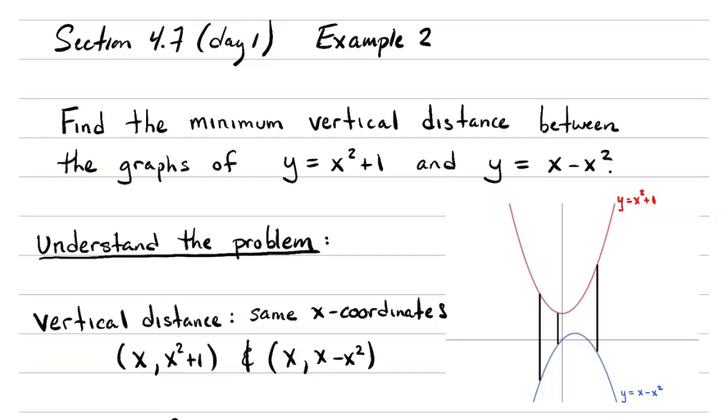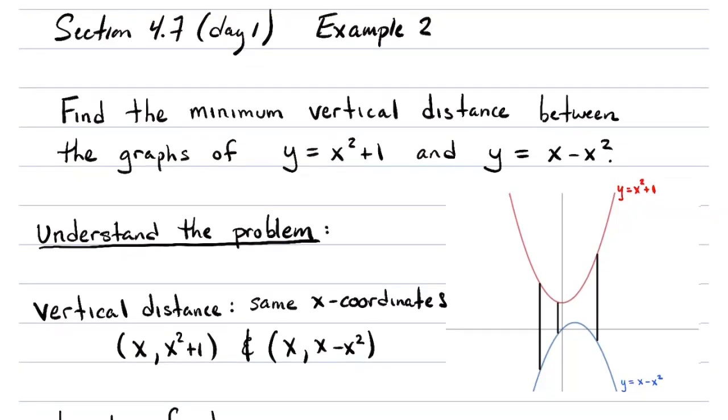We're supposed to find the minimum vertical distance between the graphs of the equation y equals x squared plus 1 and y equals x minus x squared. All right. So we'll begin again by trying to understand the problem.